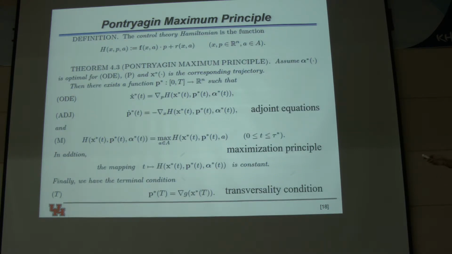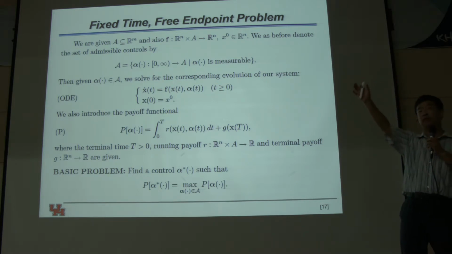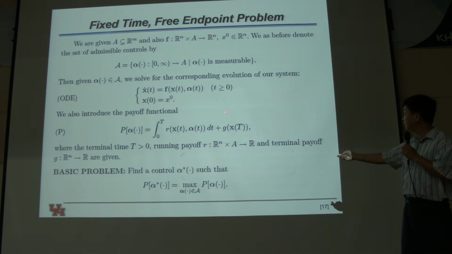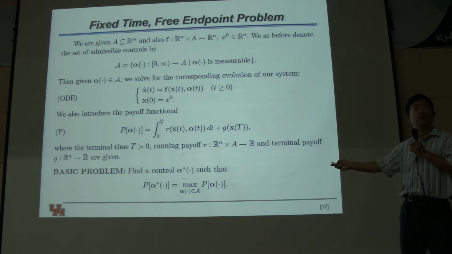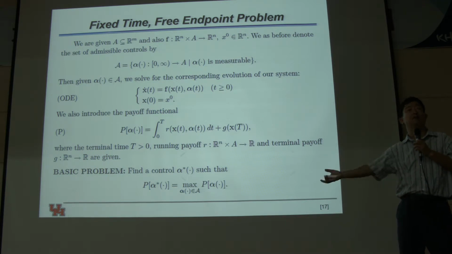For such a case, compared with the previous one, we have this final cost. For example, for SpaceX, the rocket, when it goes up and when it's landing, this cost is important, because when it's landing, the speed should be 0. Otherwise it crashes, right?